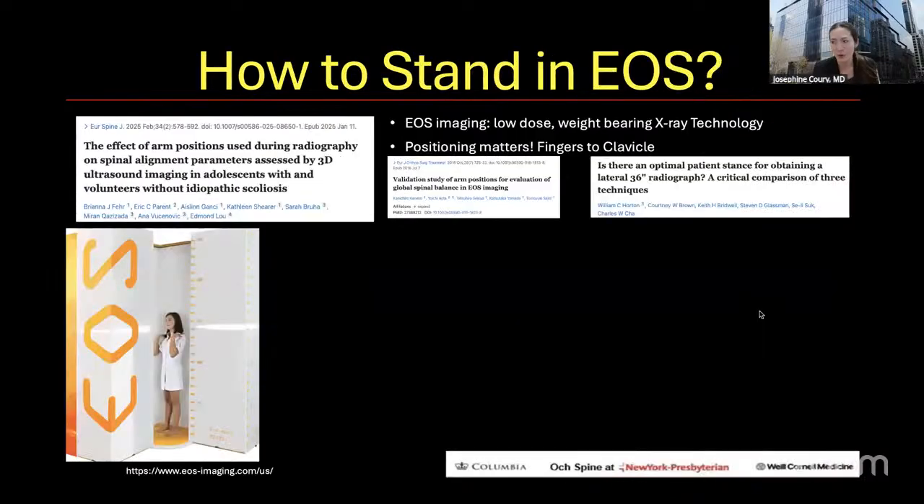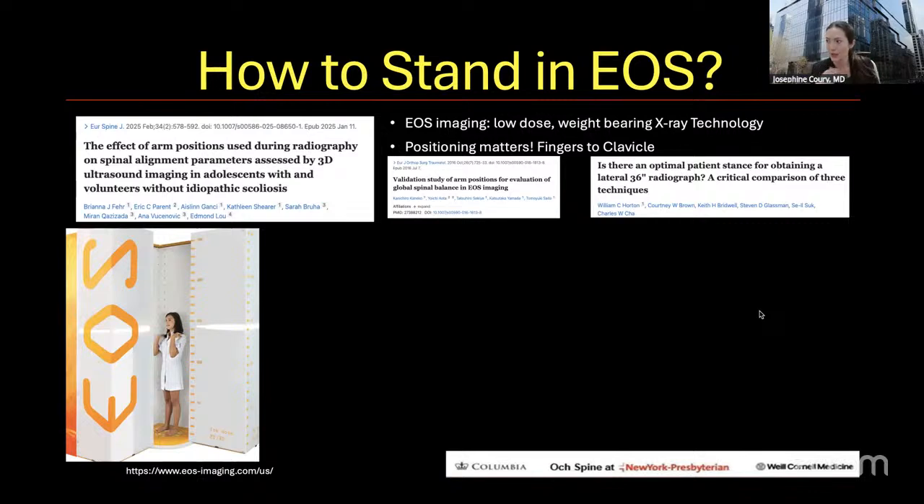And even before measuring Cobb angles, there's even other areas where there's room for error. So EOS imaging has been an incredible advancement in spine surgery, as it provides a low-dose radiation X-ray image of the entire patient's body while they're standing. But not a lot of people know that there's actually been a lot of prior studies about how you should stand in an EOS machine. And it's been determined that the optimal position to stand in an EOS machine is to have your arms flexed forward and have your fingertips leaning on your clavicle.